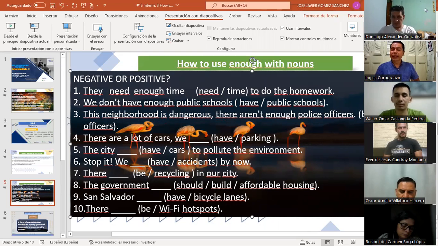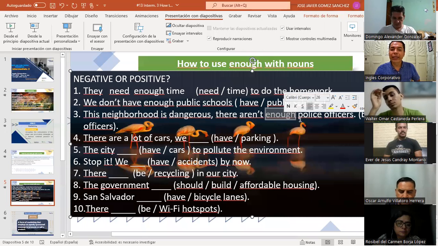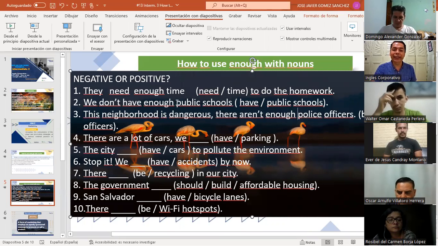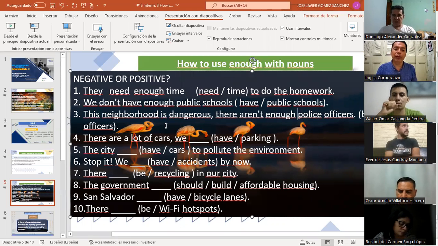Very good. And again, look, enough goes before the noun, and the noun can be a compound noun. Look, este es un nombre compuesto: police officers. Also, public schools is a compound noun. So it's possible to make enough. Number four, please. Jose Roberto, help me with number four.